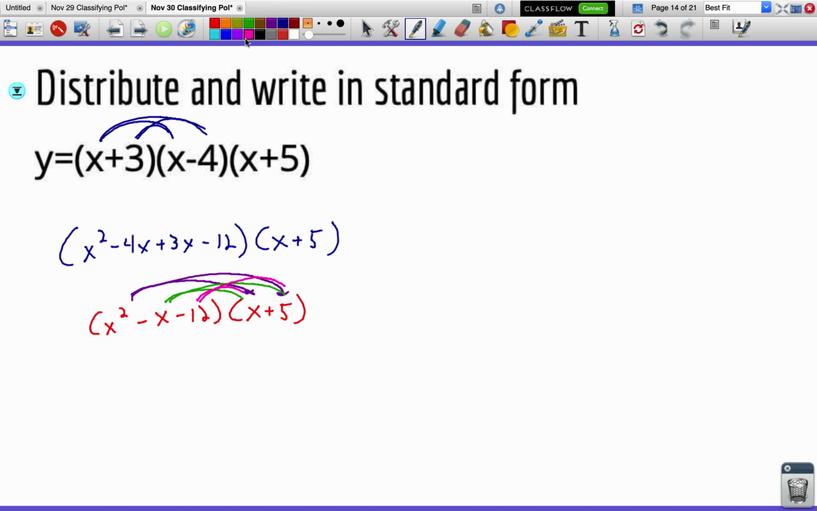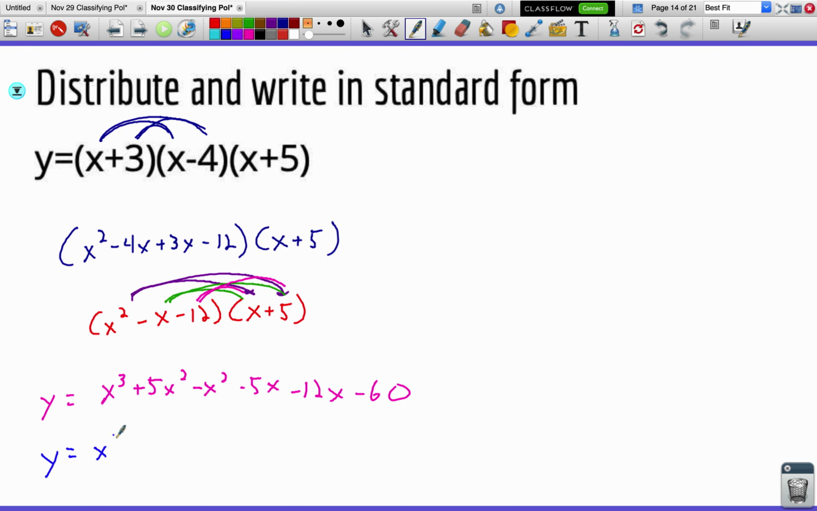All right, and let's see what we get. X squared times x becomes an x cubed. X squared times positive 5 is a plus 5x squared. Negative x times x is a negative x squared. Negative x times 5 is a negative 5x. We get a negative 12x and a minus 60. And we combine like terms.